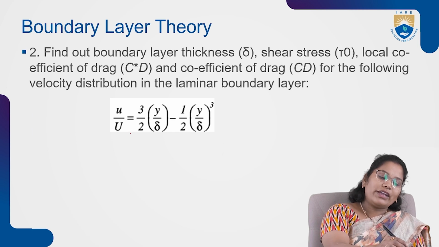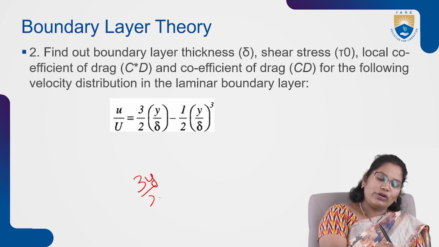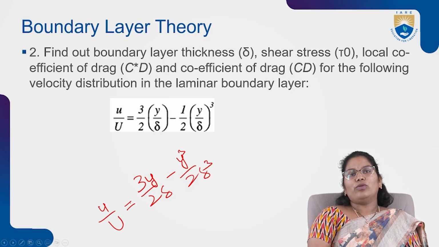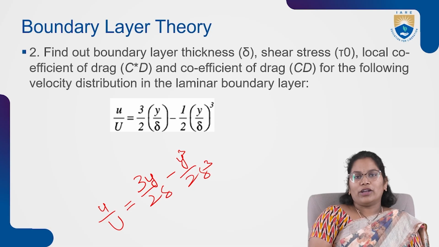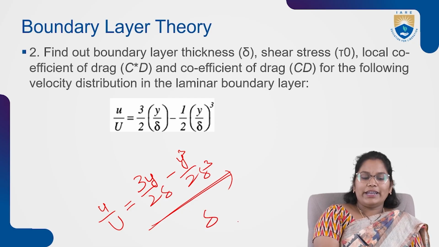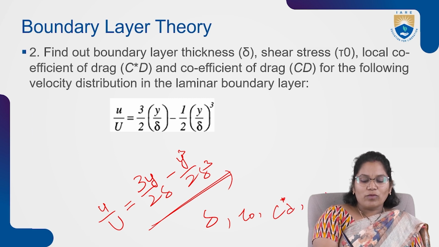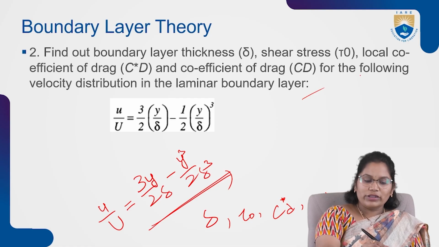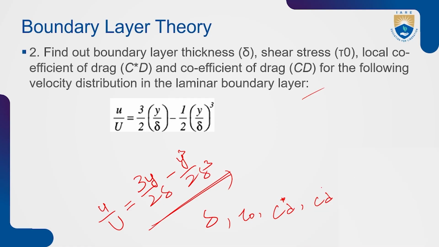That is, small u by capital U is 3y by 2 delta minus y cube by 2 delta cube. Right? For this, we have to calculate what is delta, what is shear stress, what is local coefficient of drag, and what is average coefficient of drag. These all things we are going to find out now.